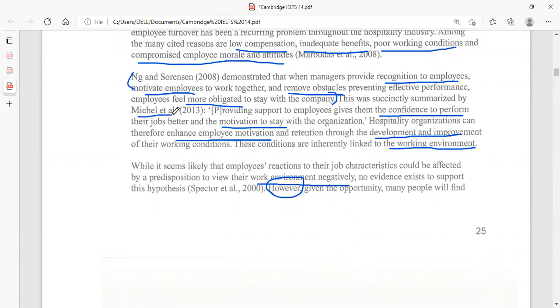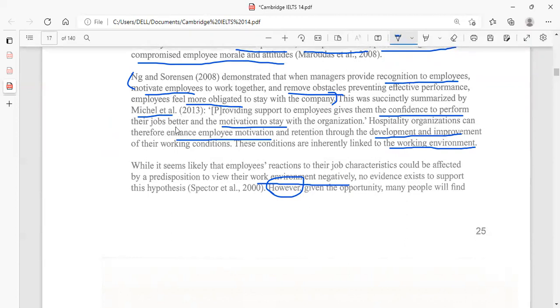I think it's Michelle. Providing support to employees gives them the confidence to perform their jobs better and motivation to stay with the organization. When we say cooperation, that basically means that you are lending your support, the hand of support. So I think it should be Michelle. See, it says, providing support to employees gives them the confidence to perform their jobs better and the motivation to stay.